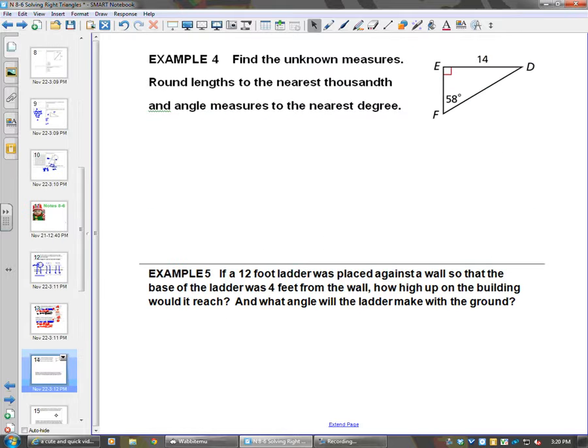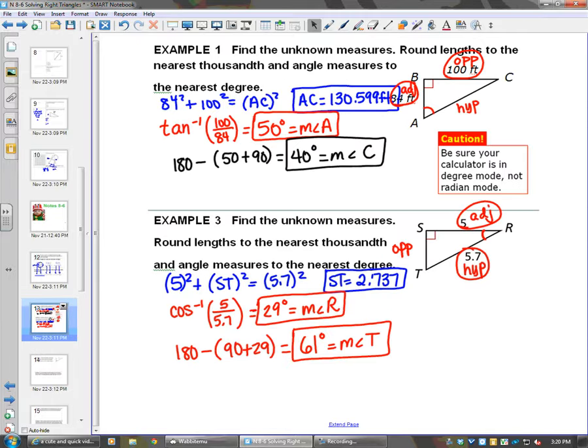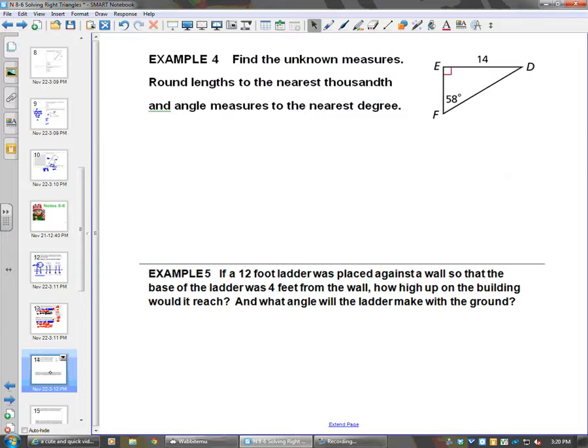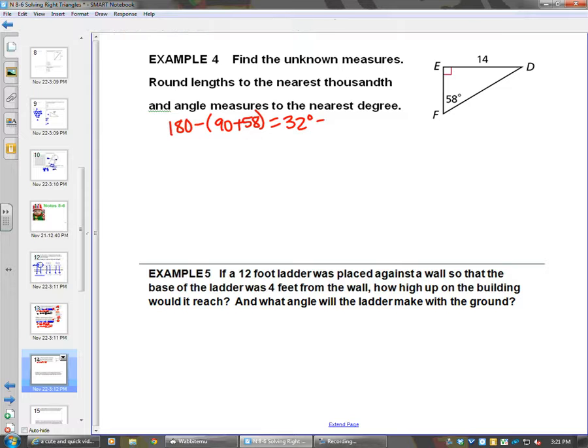All right, continuing on, example 4. Need just a minute longer? Go ahead. Okay, so example 4. All right, we're asked to find the unknown measures. So again, we're looking for all of our side lengths and all of our angle measures. Where would you like to start this problem? You want to find the other angle? Okay. So 90 plus 58, subtract that from 180, and you should get what? 32 degrees. Good, and that's going to be the measure of angle D.